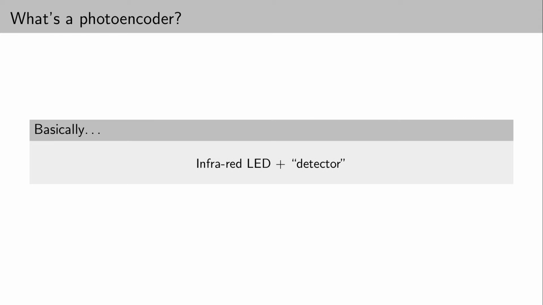First, though, let's say a few things about what a photointerrupter actually is. It's very simple. It's basically an infrared LED plus some kind of detector with a gap in between the two that you can interpose some object to block the radiation from the LED to the detector. And so you can detect when there's a thing in the way and when there isn't.